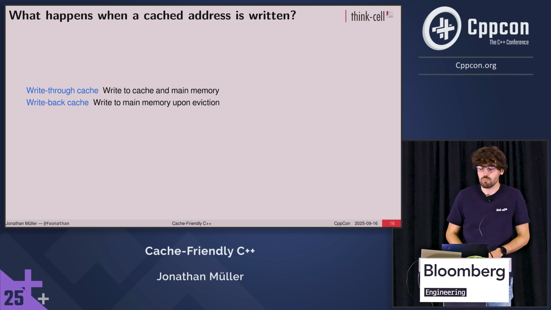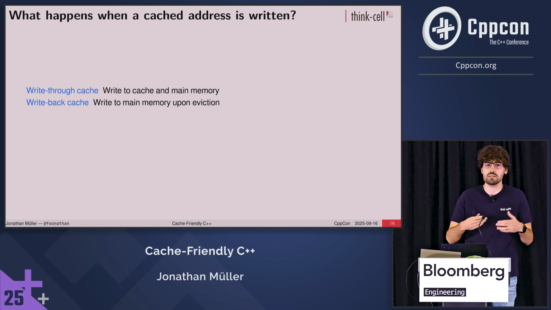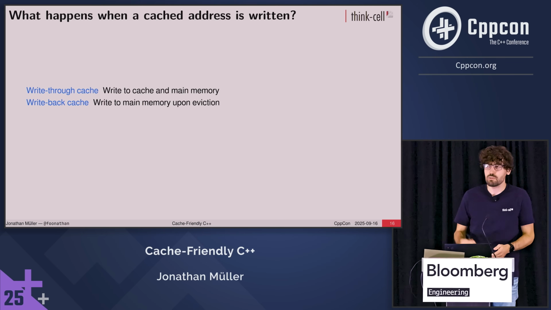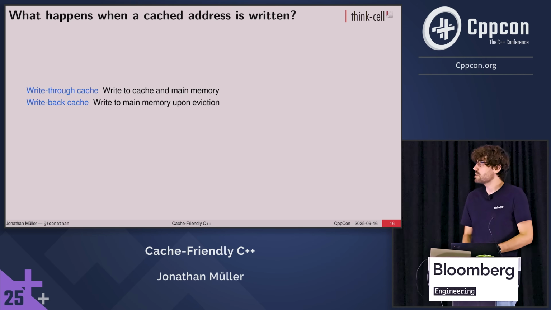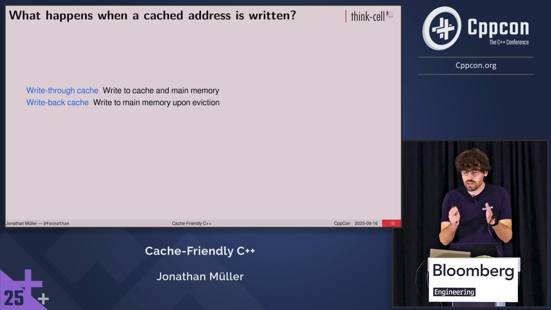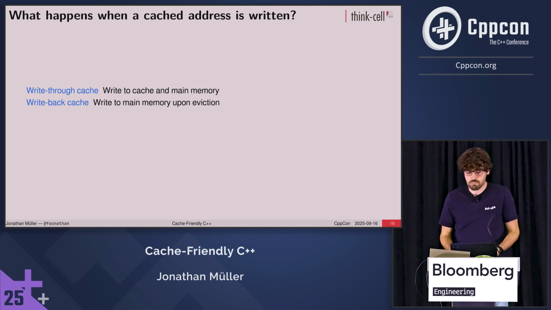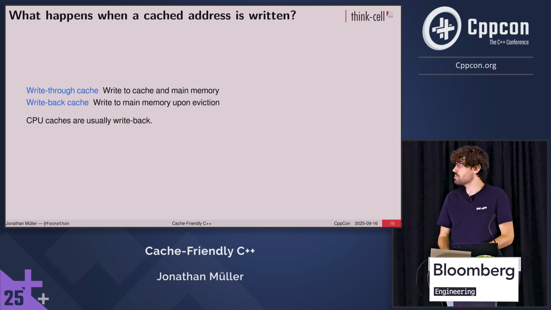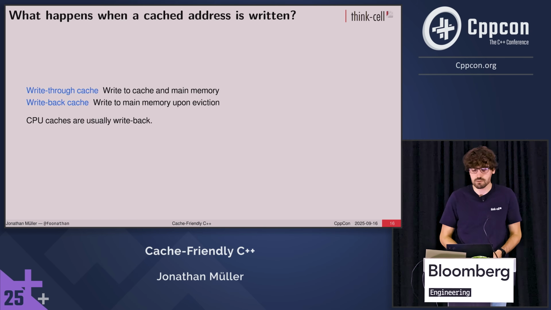There are two models. The simple one is every time we write to an address that is cached, we update it both in the cache and also in main memory. This is called a write-through cache. However, we have to pay for additional memory accesses in this model. So a smarter model is a write-back cache. There we only update the cache, and then we only update main memory once the cache gets evicted. And because of this being a bit smarter, CPU caches are usually write-back. This, however, will have fun consequences once we talk about multiple threads.